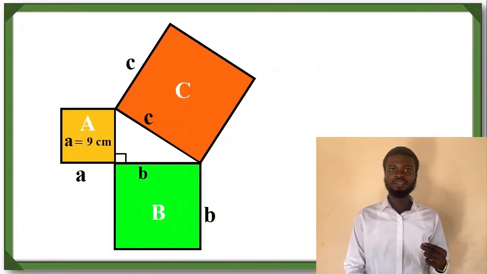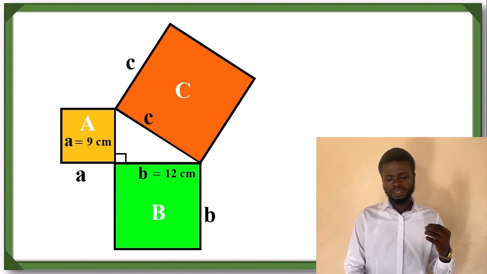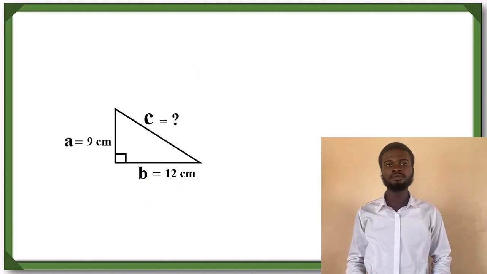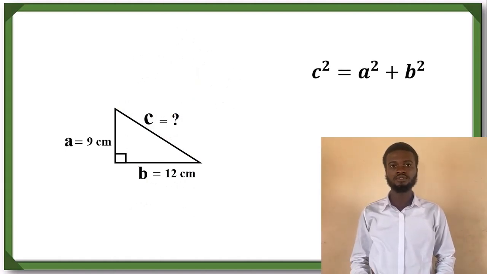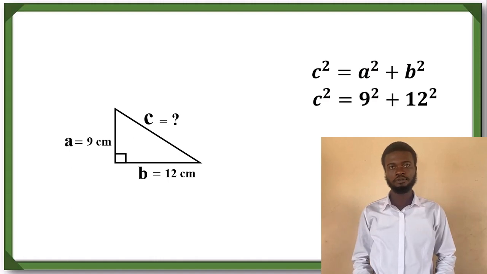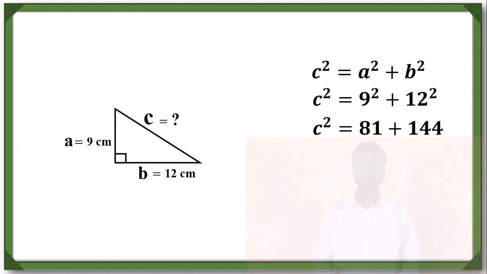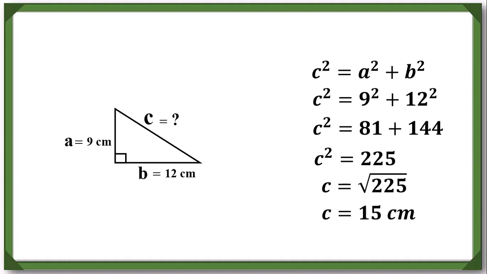Let's solve an example. Given A equals 9 centimeters and B equals 12 centimeters, what will be the value of C? We have established from the Pythagoras theorem that C squared equals A squared plus B squared. So therefore, C squared equals 9 squared plus 12 squared. And then C squared will be equal to 81 plus 144. C squared will also give us 225. Finding C will be the square root of 225, giving us 15 centimeters.